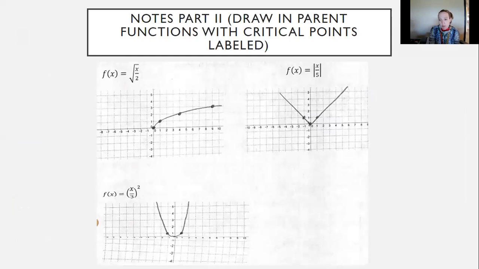Again, we're not interested in what those parent functions look like. We know what they look like. What you need to focus on is, well, now I have this weird thing with a division sign. How is that going to change my graph? Take a minute and make a prediction. I predict this will happen.